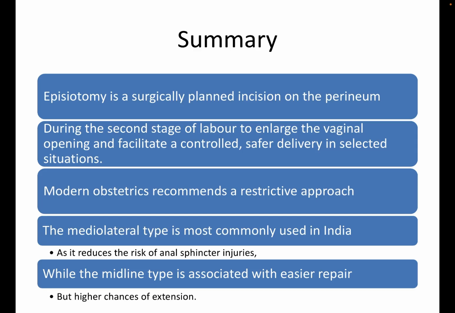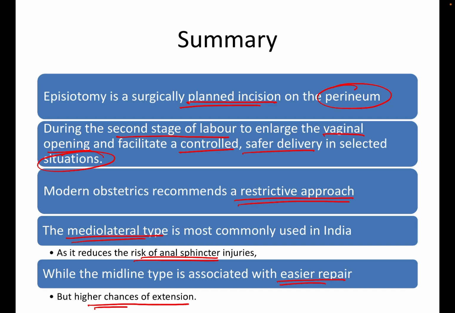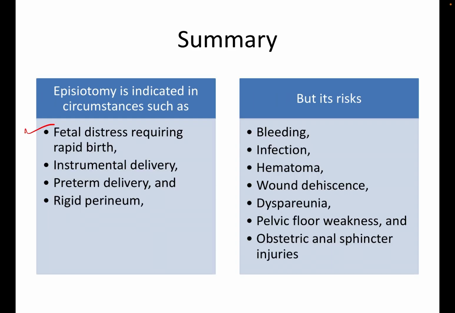To summarize, episiotomy is a surgically planned incision on the perineum during the second stage of labor to enlarge the vaginal opening and facilitate a controlled, safer delivery in selected situations. Modern obstetrics recommends only a restrictive approach. Mediolateral type is the most commonly used in India as it reduces the risk of anal sphincter injuries, while midline type is associated with easier repair but high chances of extension. Episiotomy is indicated in circumstances such as fetal distress, instrumental delivery, preterm delivery, or rigid perineum, but it also poses risks such as bleeding, infection, hematoma, wound dehiscence, dyspareunia, pelvic floor weakness, and obstetric anal sphincter injuries.